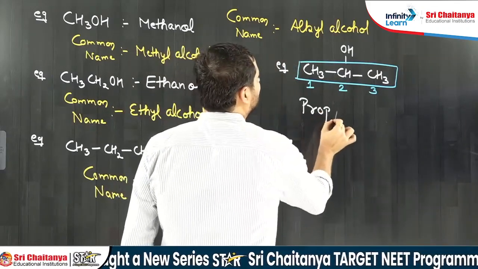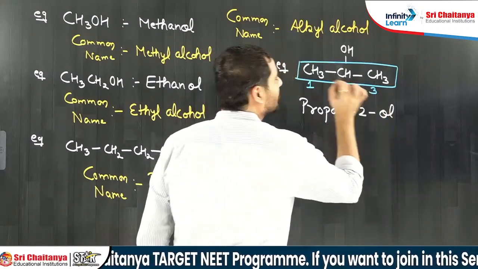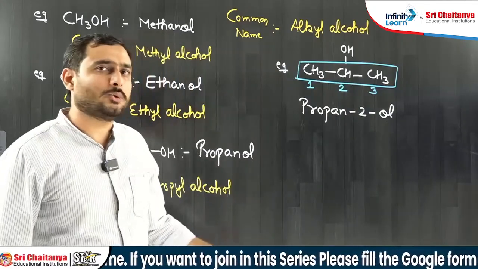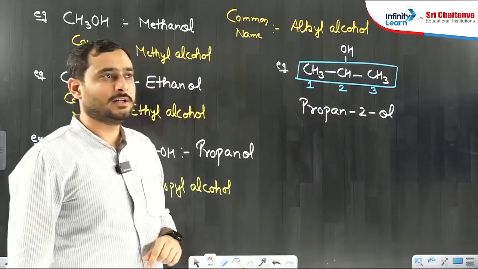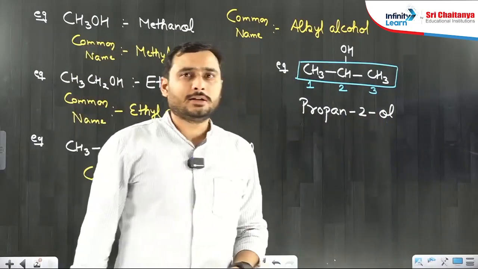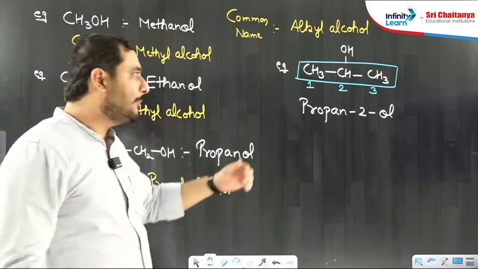Word root is prop. For single bond, ane, and at second position what is present? Ol. So we have to specify the position where this OH group is present. So OH is present at which position? Second position. So what is the name of this compound? Propan-2-ol. Now we will not write the common name for this right now, because these common names will be different.